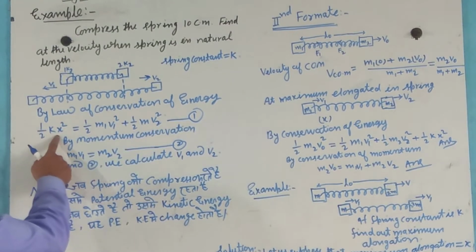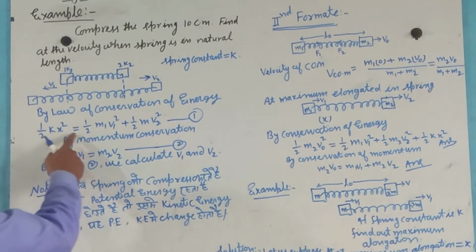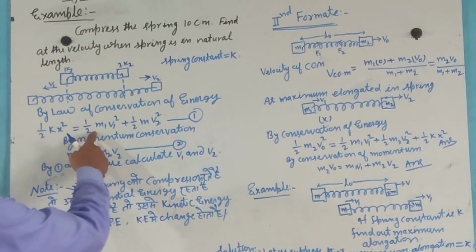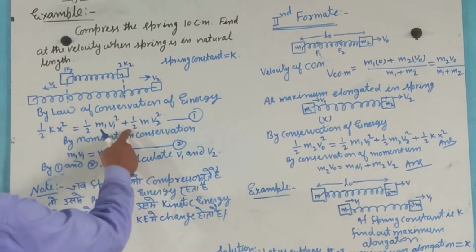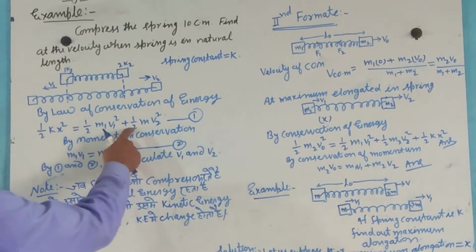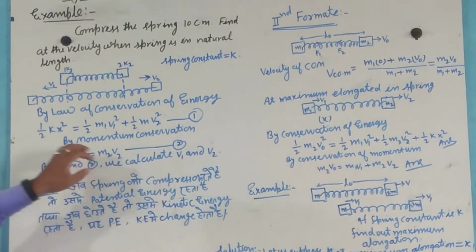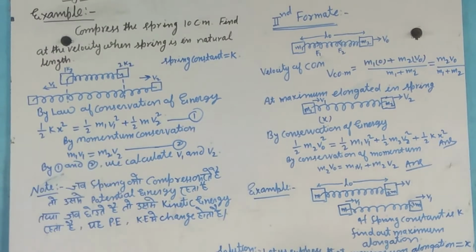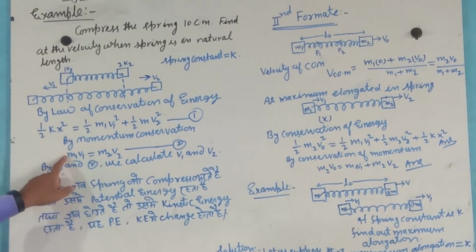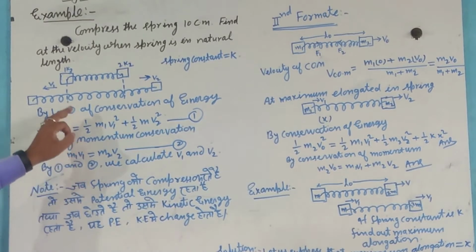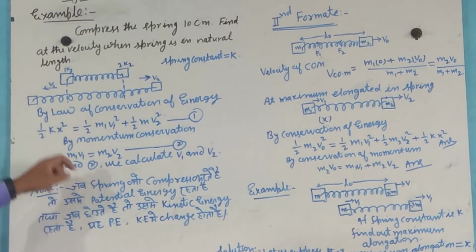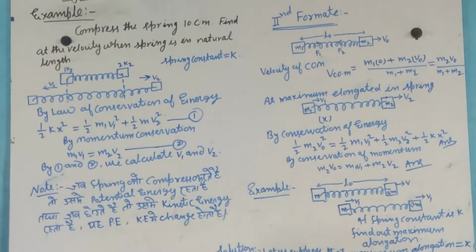Half kx square is the potential energy, and it converts into 1 by 2 m1 v1 square plus 1 by 2 m2 v2 square. This is the kinetic energy. First equation. And by momentum conservation, as you know, m1 v1 equals m2 v2.